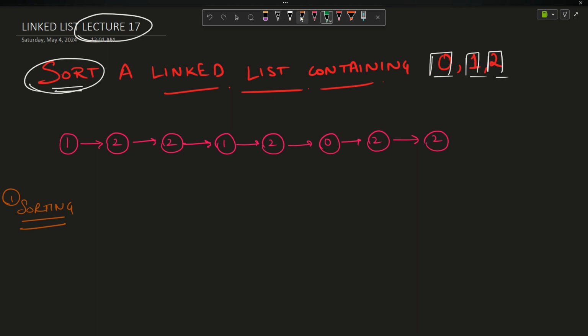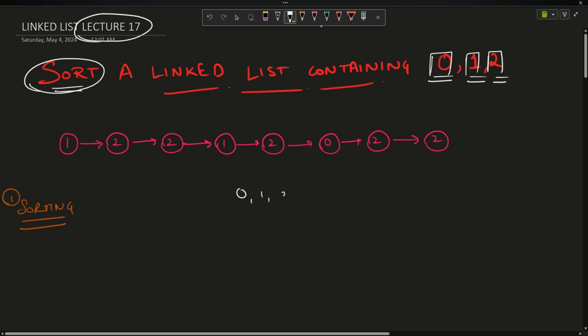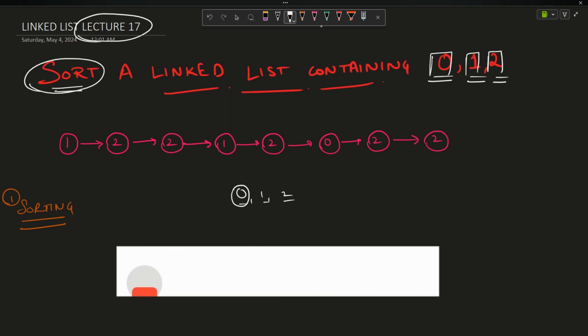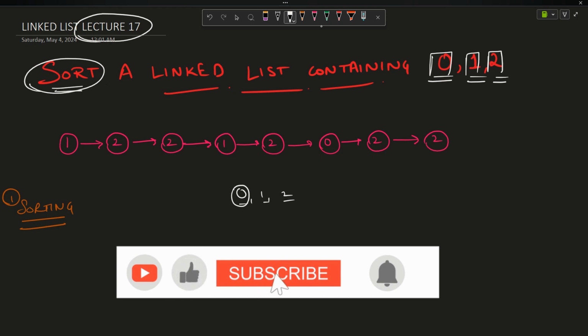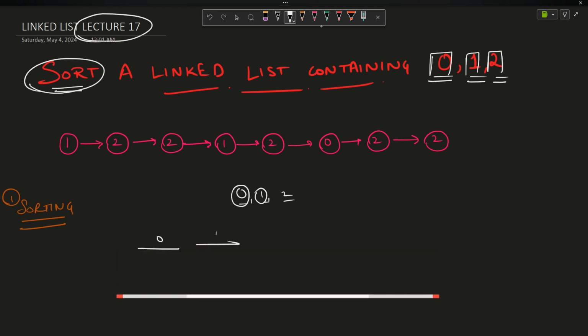We have been given that the linked list only contains 0, 1 and 2. So our mind should say that it is pretty evident that all the nodes with 0 will occur first, followed by 1, followed by 2.